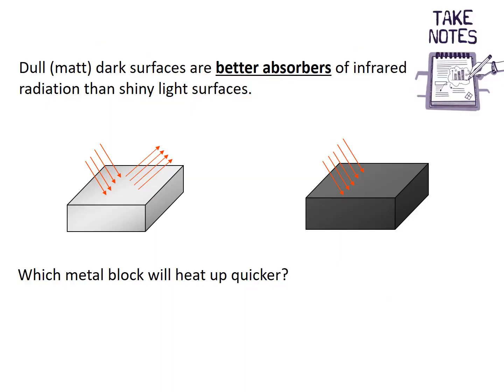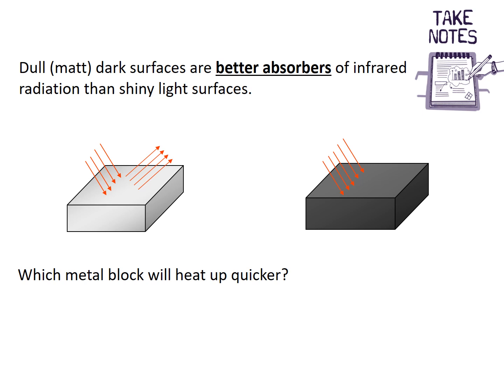So, time to make some more notes. Dull surfaces or matte surfaces are much better at absorbing infrared radiation than shiny surfaces, and this is because on a shiny surface the infrared radiation will be reflected, whereas on the dull surface it will be absorbed.